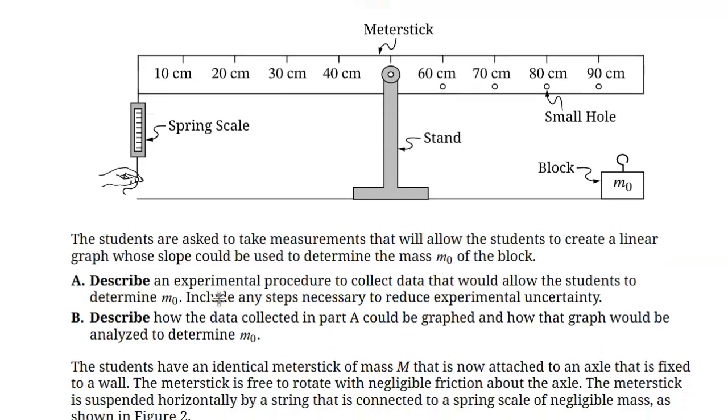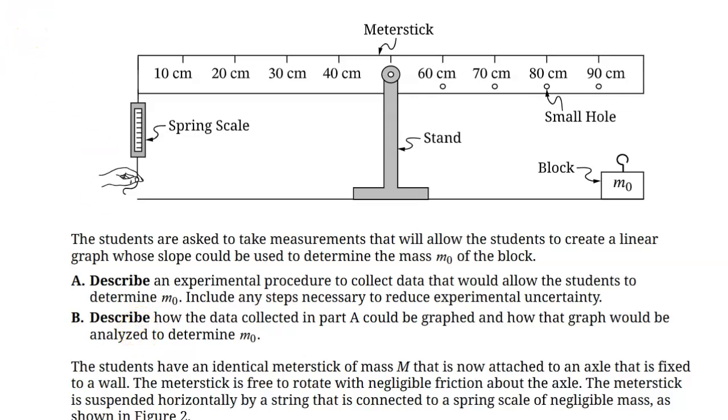Part A. Describe an experimental procedure to collect data that would allow the students to determine m0. Include any steps necessary to reduce experimental uncertainty. Part B. Describe how the data collected in Part A could be graphed and how that graph would be analyzed to determine m0.